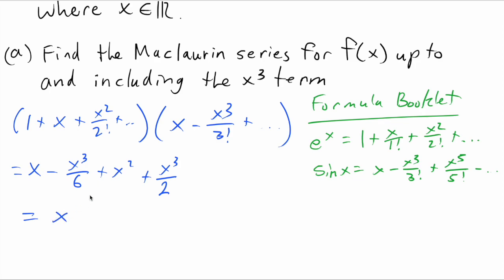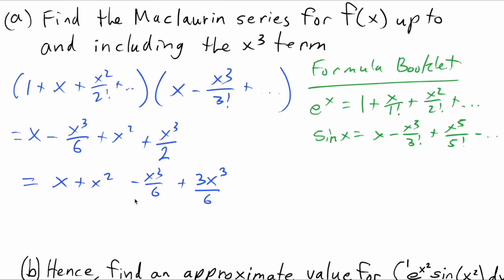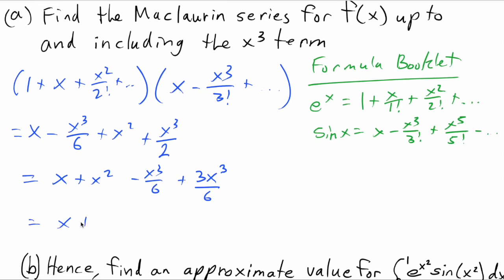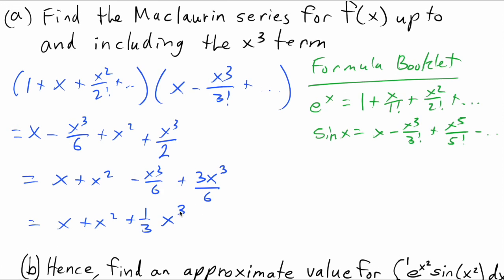Let's simplify. X plus x squared. This is negative x cubed over 6 plus 3x cubed over 6. So when we add it together, we get x plus x squared, that's going to give you 2x cubed over 6, or just 1/3 x cubed. So that's the Maclaurin series.